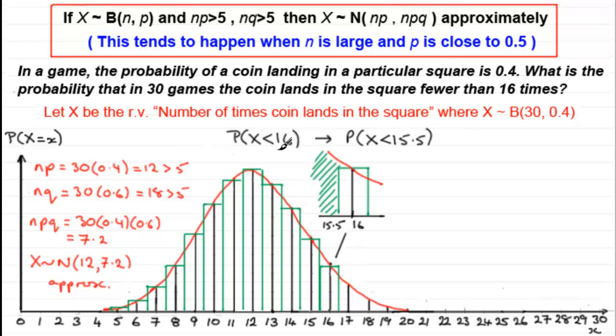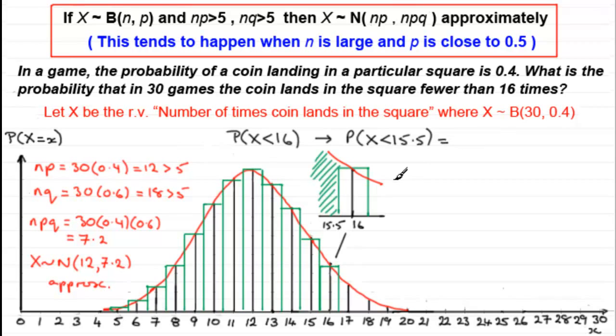If we were looking for the probability x was less than or equal to 16, we would need to include the 16, so we would go all the way up to this side of the rectangle at 16.5. So if the question had said, what's the probability x less than or equal to 16, then with our continuity correction we would have said this is the probability x is less than 16.5. Okay, well now we just carry on with applying the normal distribution.